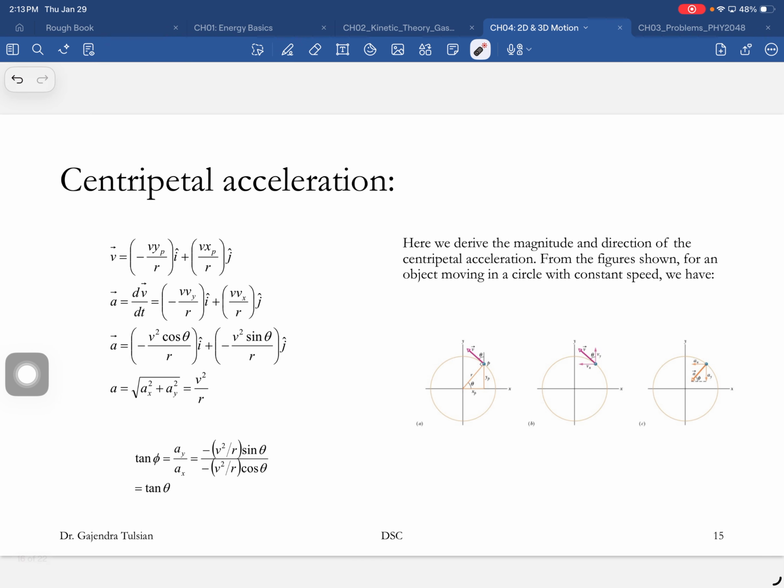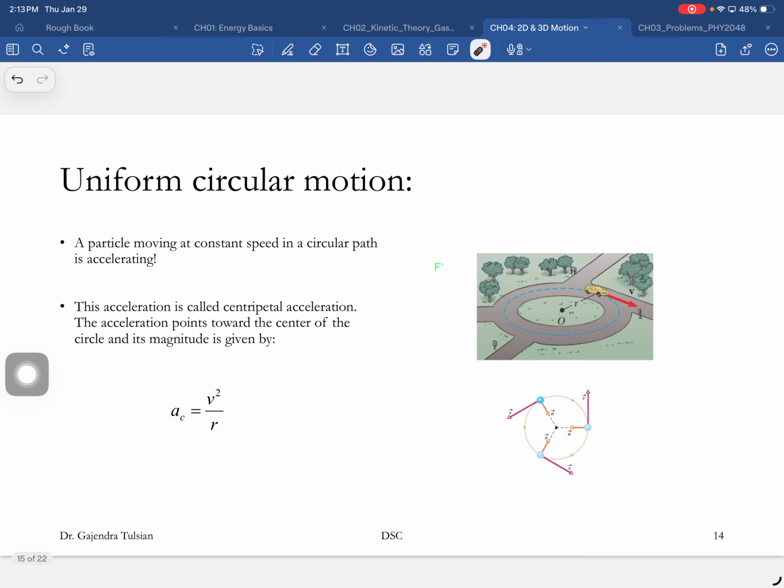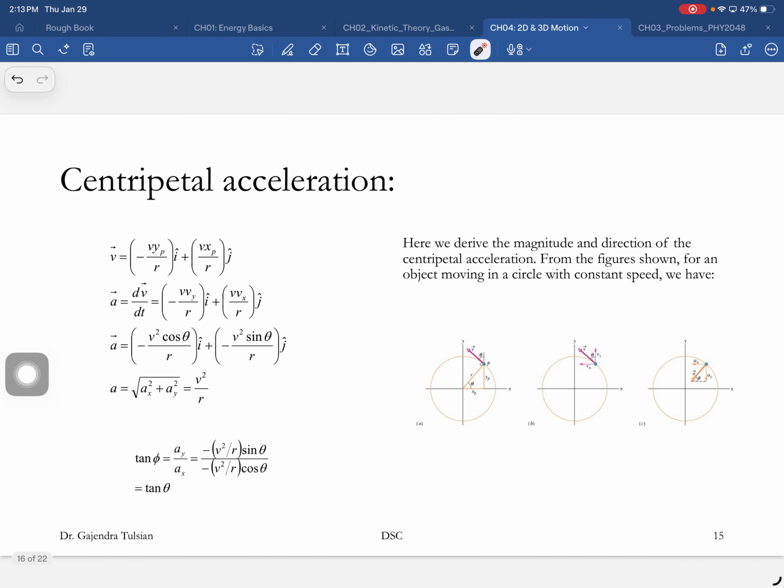Vx is this fellow. We're going to put that in there. Vy is this fellow. We're going to put that in there. So there is the acceleration of that guy. All right, if you wanted to find the magnitude of the acceleration, you take the square of that, and there you get the magnitude of the acceleration.